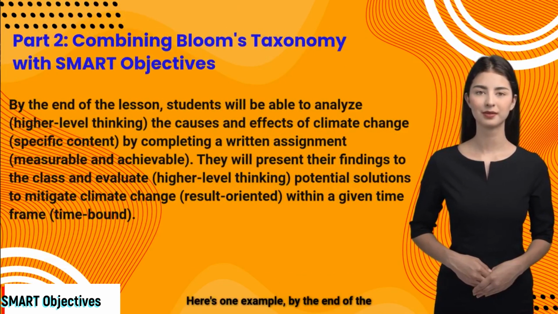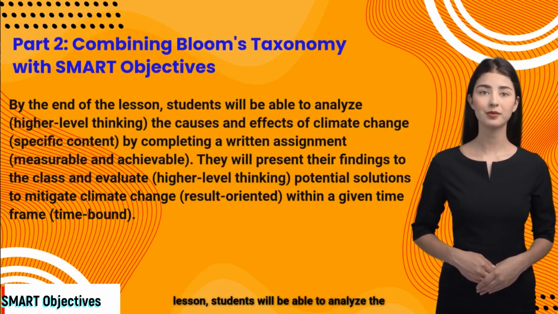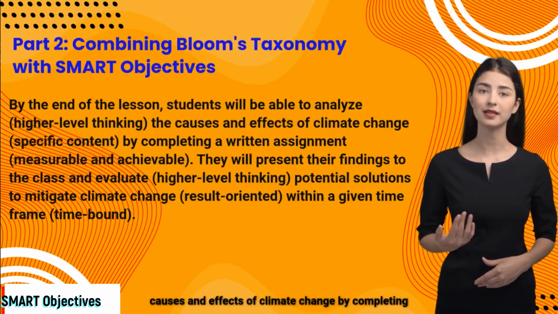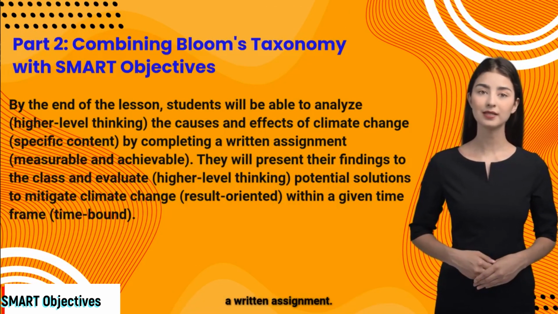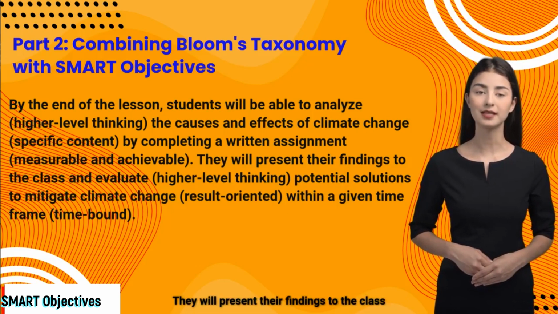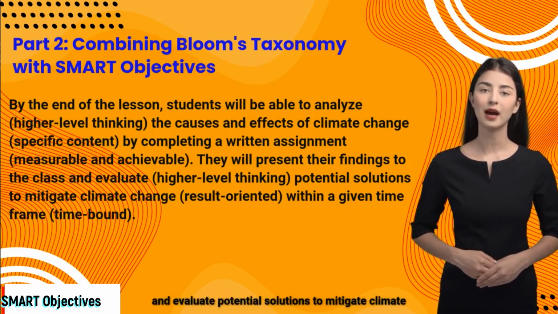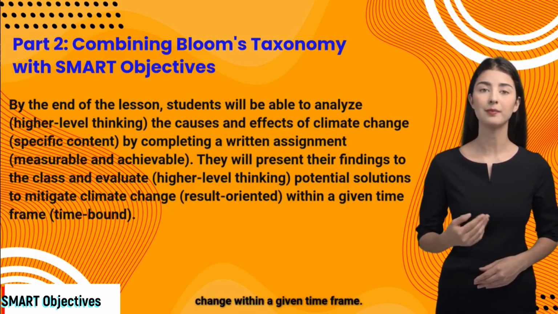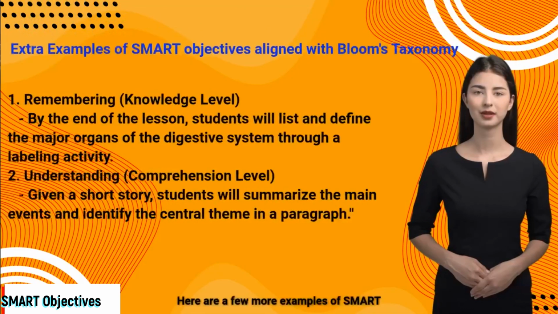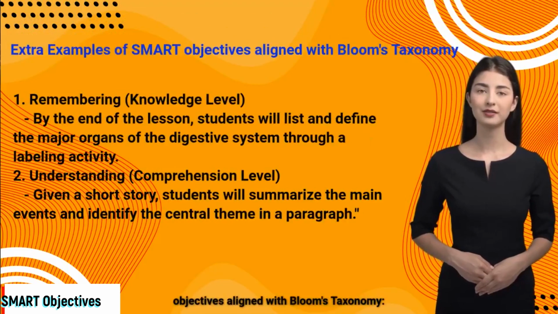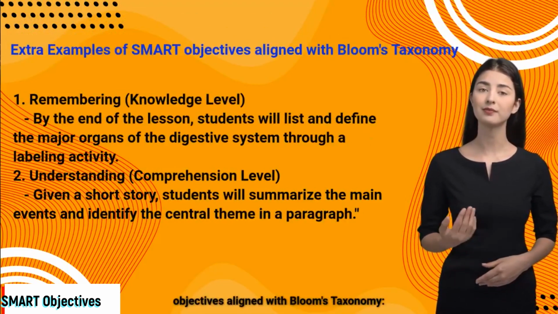Here's one example. By the end of the lesson, students will be able to analyze the causes and effects of climate change by completing a written assignment. They will present their findings to the class and evaluate potential solutions to mitigate climate change within a given time frame. Here are a few more examples of SMART objectives aligned with Bloom's taxonomy.